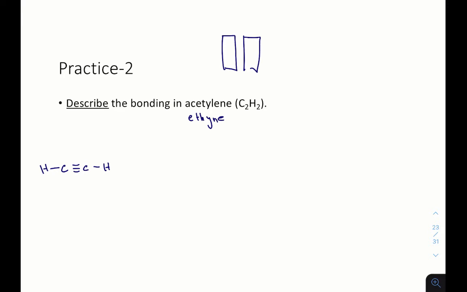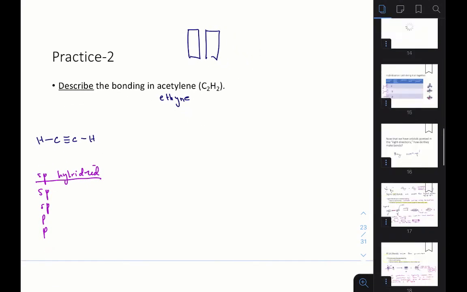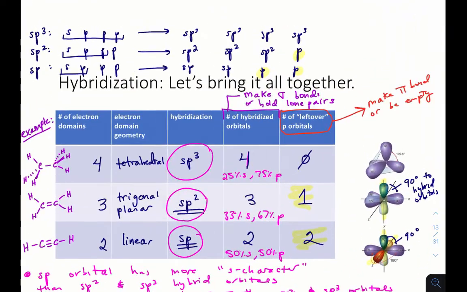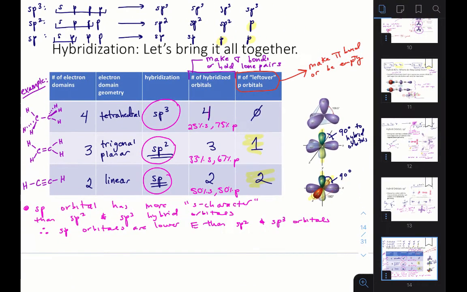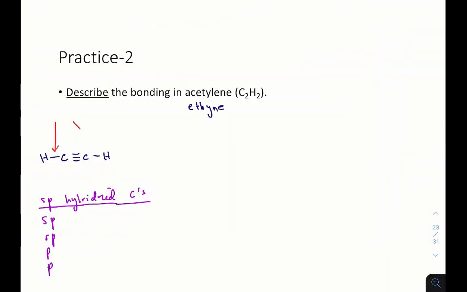Here's the Lewis structure. Both of the carbons are sp hybridized, which means that they'll have two sp orbitals and two leftover p orbitals. sp hybridization corresponds to linear electron pair geometry. You gotta live, learn, love this table. The CH bonds are between the sp hybrid orbital on carbon and the 1s orbital on hydrogen.